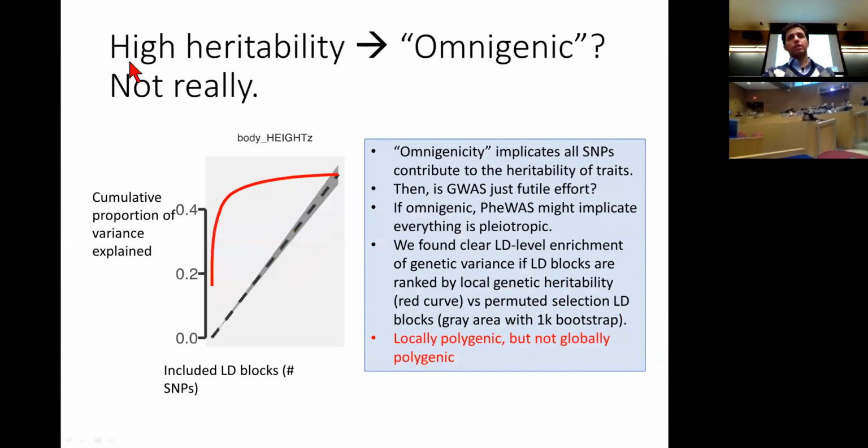So the question is, does this very high heritability necessarily imply this omnigenic model where everything has an effect on everything? We talked about omnigenicity before, namely that all SNPs contribute to the heritability of every trait. And that has posed a lot of philosophical challenges to the GWAS mentality itself. When we were initially saying, oh, GWAS is great because it's going to tell you what are the pathways that underlie disease.